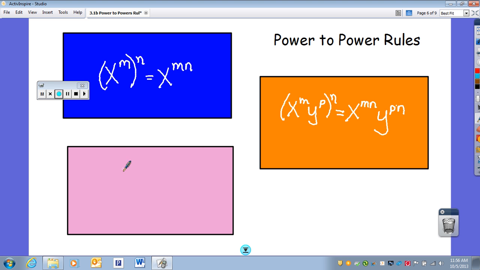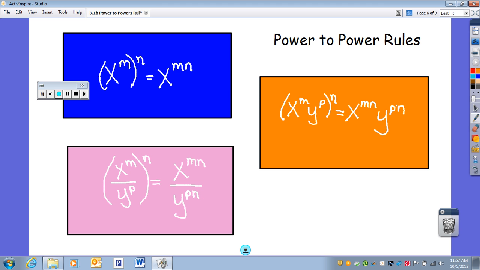If I have a quotient, meaning I have two different bases that are being divided, and that quotient is being raised to a power, I can bring that power inside to the numerator, keep the base, and multiply the exponents together, and I can keep the base in the denominator and multiply the exponents together. It seems similar to the distributive property, where I'm distributing the exponents.